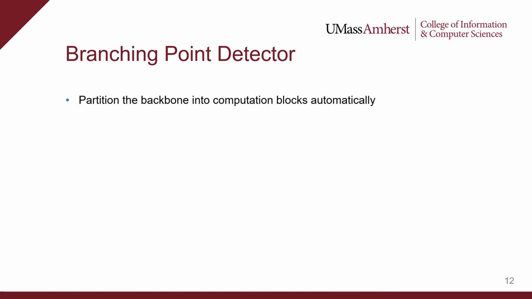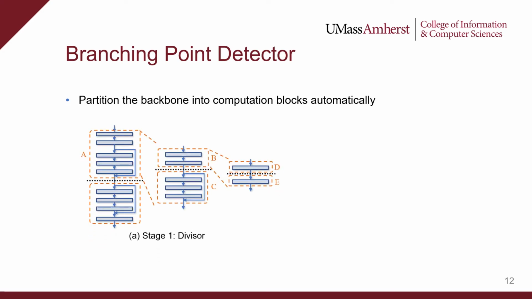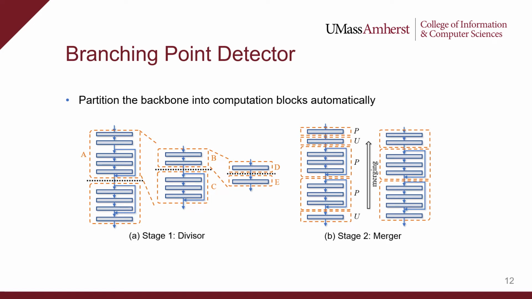Firstly, the branching point detector is used to partition the CNN backbone into sequential computation blocks. It has 2 stages. The first stage leverages the graph cut theorem to partition the original computation graph into candidate blocks. The second stage is to merge candidate blocks that contain only unparameterized layers and normalization layers with adjacent candidate blocks to generate final computation blocks, each corresponding to a viable branching point.